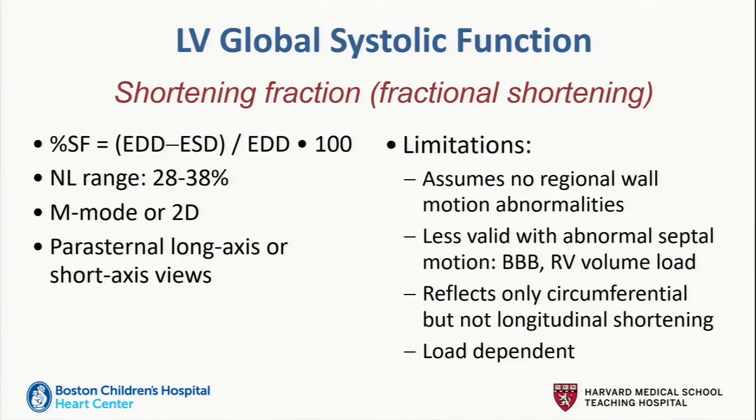Your shortening fraction will vary with your preload and your afterload, and doesn't necessarily tell you how good those individual myofibers are working, how good the contractility is. So you could have great contractility, but very high afterload, and you would get a low ejection fraction, even though that contractility, that intrinsic force-generating capacity of the myocytes, is still intact and healthy. So shortening fraction won't tell you necessarily how good those myocytes are working.